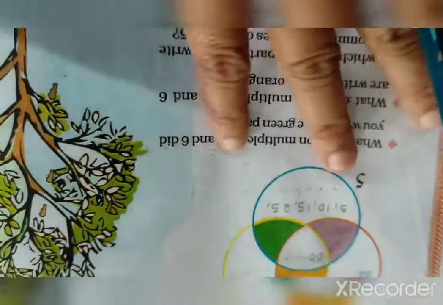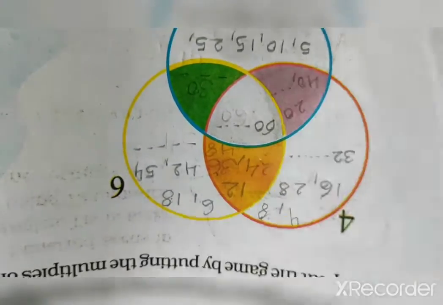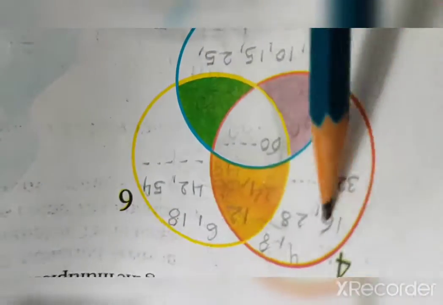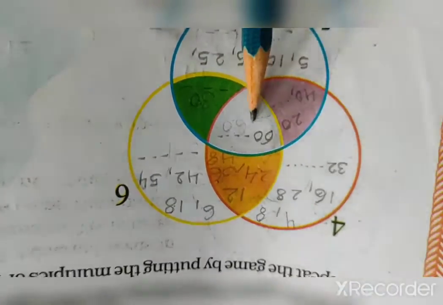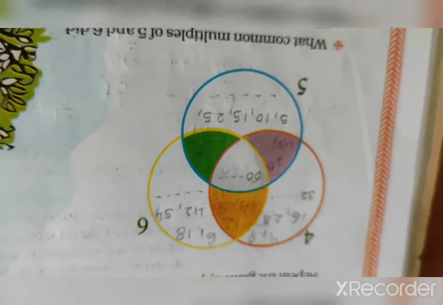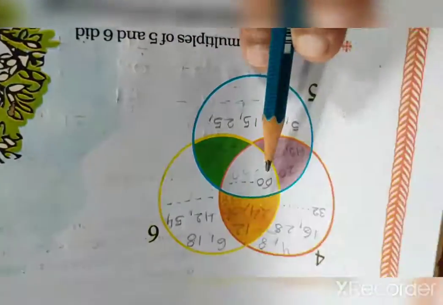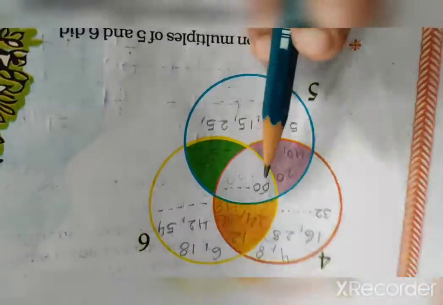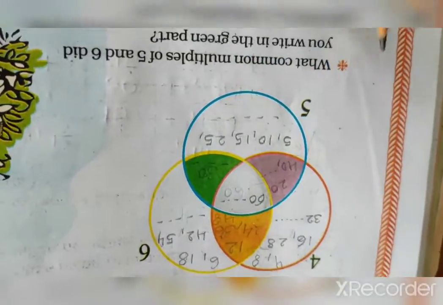In which colored part did you write the common multiples of 4, 5 and 6? The common multiples of 4, 5 and 6 are only 60, and multiples of 60 also, 60 2s are 120, you can see. What is the smallest common multiple of 4, 6 and 5? The smallest common multiple of 4, 6 and 5 is 60, and the common multiples of 4 and 5 are 20, 40. Clear?